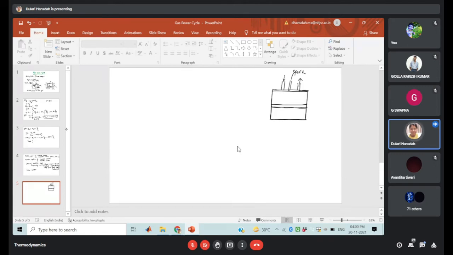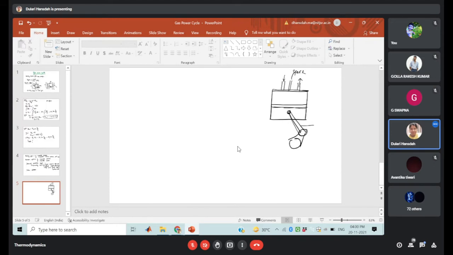This piston may be the flat type, or the bowl type, or the different re-entrant type. Many more arrangements will be there of different shapes. This piston is connected to the crank with the help of the connecting rod. So this one is the connecting rod. It is the small end, and this one is the big end, and it is connected to your crank.